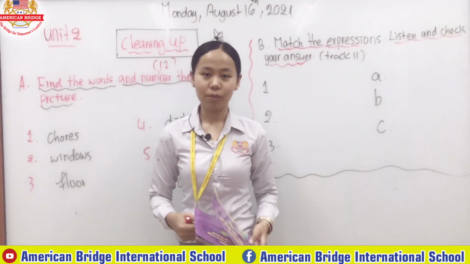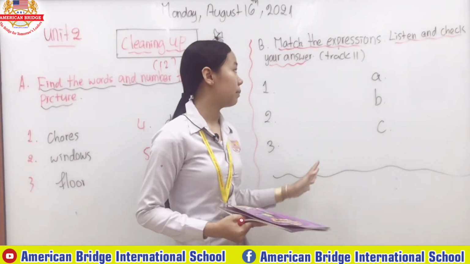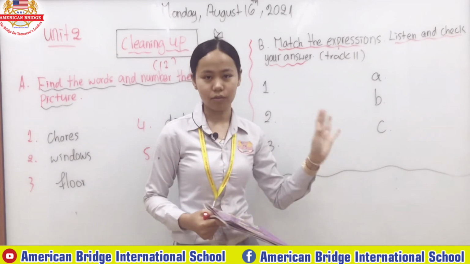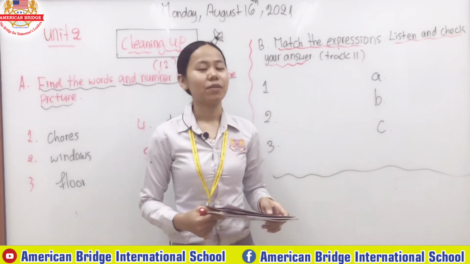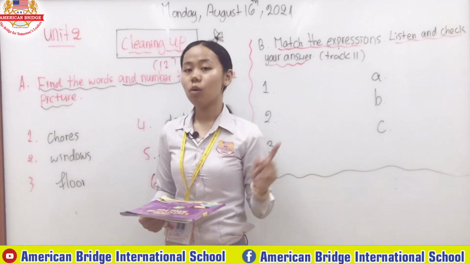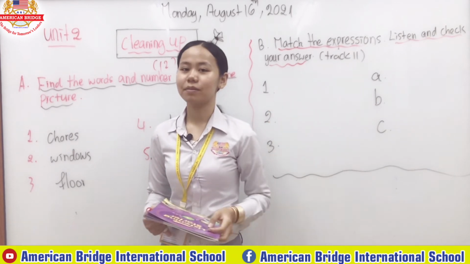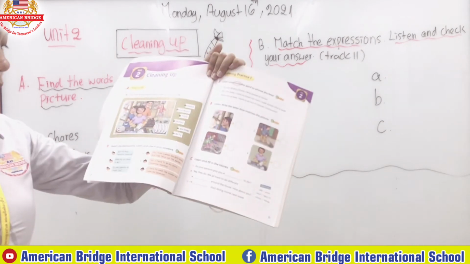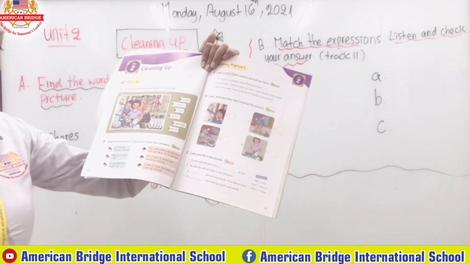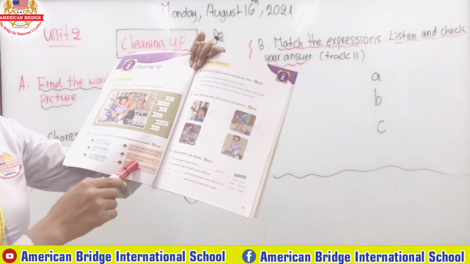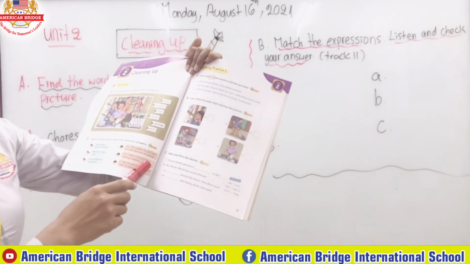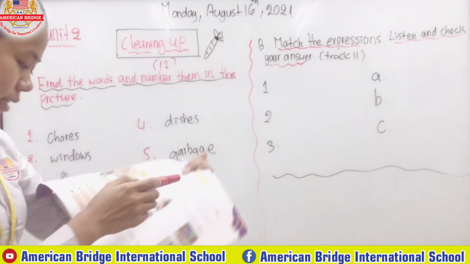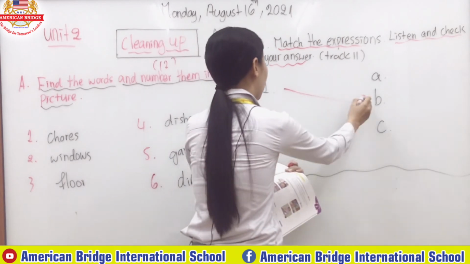Welcome back, everyone. Now I would love you to listen and check your answer. Track 11. Now, 1, 2, 3. Let's go. Welcome back, everyone. Thank you so much. Number 1: are you busy tomorrow morning? Which one, everyone? We refer to letter B: yes, I have to do my chores tomorrow morning. So we match number 1 to letter B.